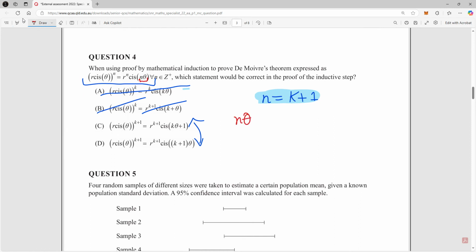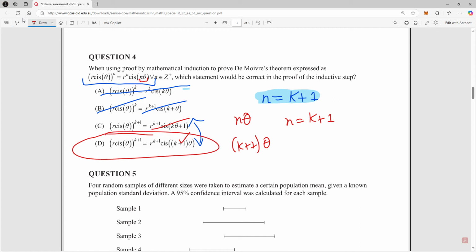So n theta. If I put in n equals k plus 1, I'm going to have k plus 1 times theta. That's what I've got here. That's not what I have here. So that's incorrect. The rest of that is correct. So the correct answer here is D. Okay, so it's about substitution correctly with the inductive step. Now, they could have made this a bit harder and put some other stuff in there as well, but I think that's hard enough for a multiple choice question.